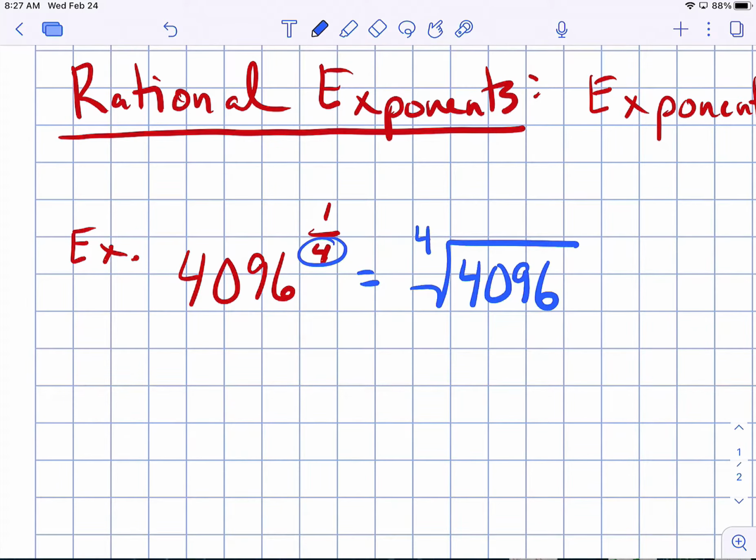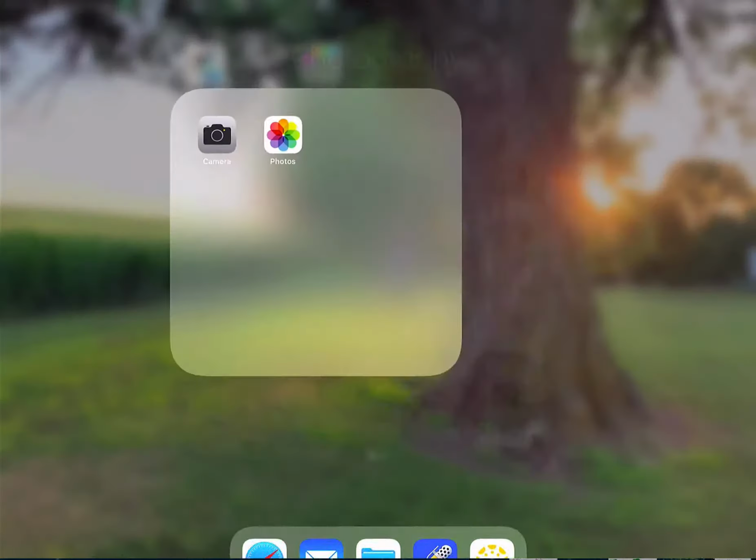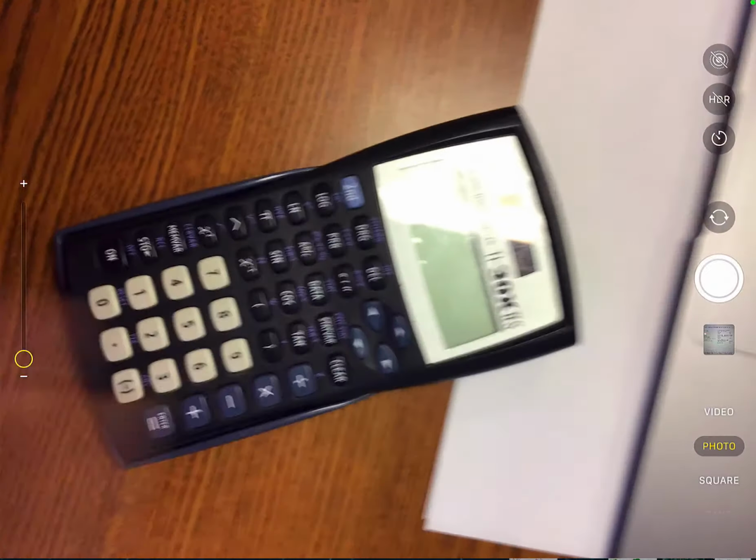So I'm going to flip over to my camera here, and bear with me, this is going to be kind of difficult to hold. All right, here's my calculator that I have.